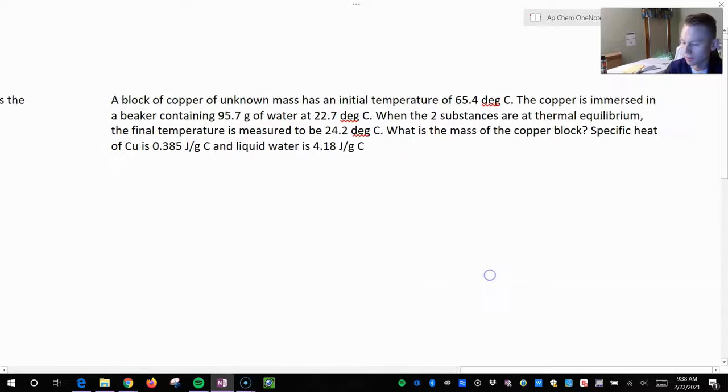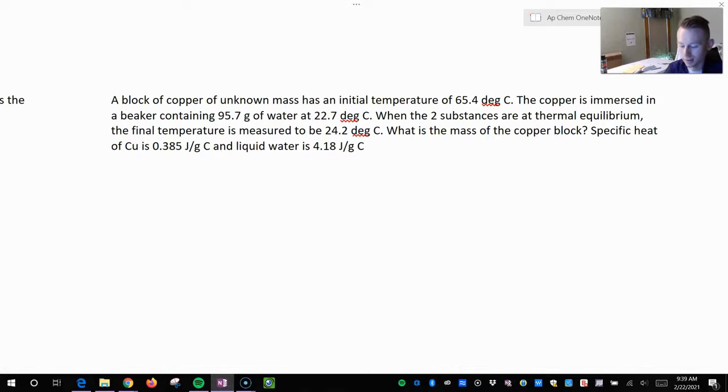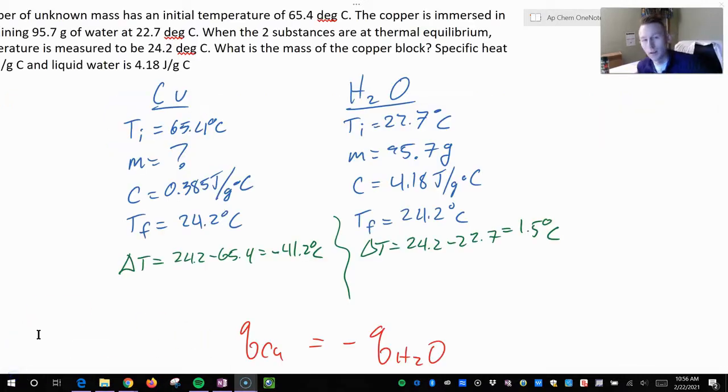I want you to try doing this one on your own. So pause, and then I'll just put the answer up here in just a little bit. Alrighty, so here we go. I listed out all of my givens and my unknown for the problem. So I got the initial temperatures, got the specific heats, got the final temperature is the same for both of them because of course they reach thermal equilibrium at the end.